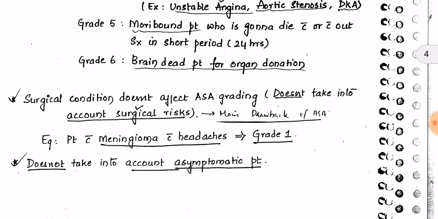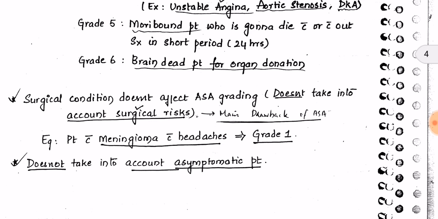I mean, whenever you're doing any surgery in the brain, there are some risks all the time, right? So whenever treating any patient with meningioma, you have some risks, but those surgical risks won't be included in case of ASA grading, so the patient will be graded as grade 1. So this is not a foolproof grading, right?